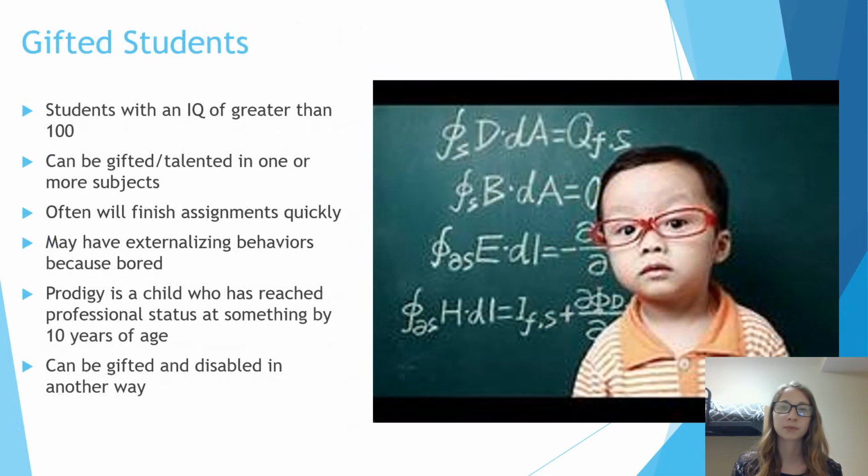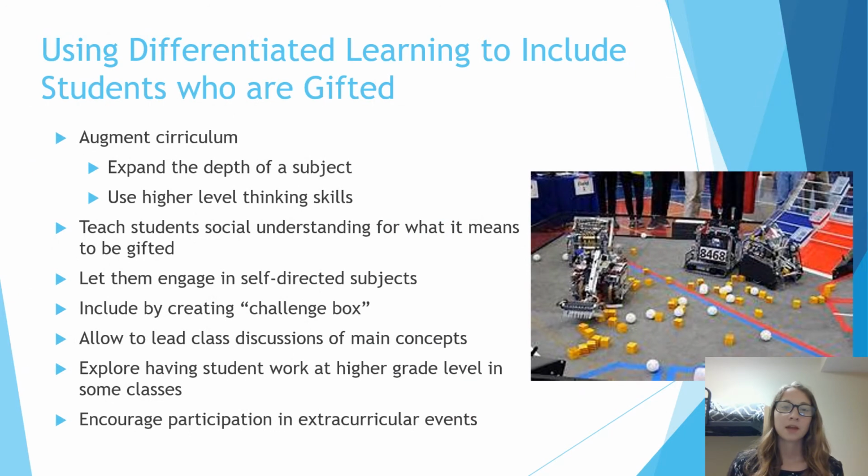And then there are gifted students, which are students that are really super smart, have an IQ of greater than 100, and they can be talented in one or more things. They often might have external behaviors because they're bored, and they can also be gifted and disabled. That's possible. And you can help these students feel included by giving them an augmented curriculum, so go into more depth on a subject, or use problems that have higher thinking levels and more complex steps.